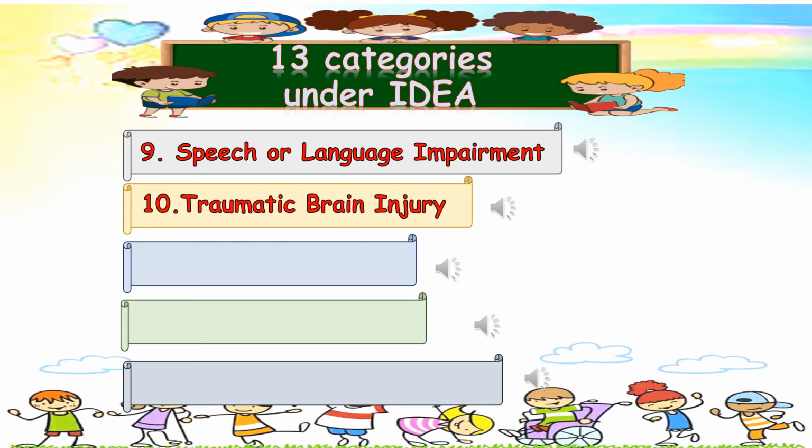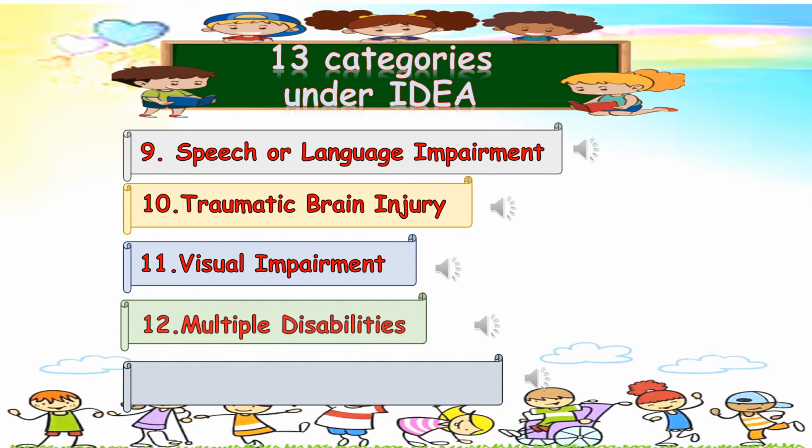Next category is traumatic brain injury. This is a brain injury caused by an accident or some kind of physical force. The 11th category is visual impairment, including blindness. A child who has eyesight problems is considered to have a visual impairment. This category includes both partial sight and blindness.